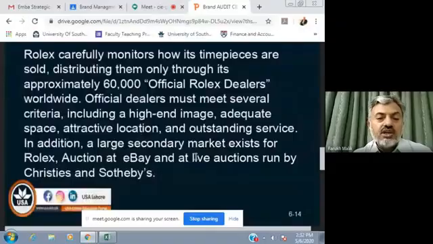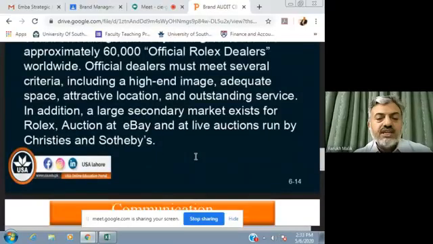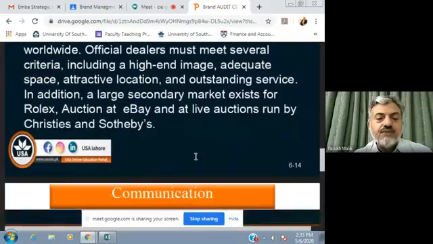So the official dealer would have an attractive place, and they would have adequate space to put these watches and present these watches to customers, and they would have an outstanding service quality. Their staff would be trained in a way to handle these high-end customers who are coming to that dealer outlet.